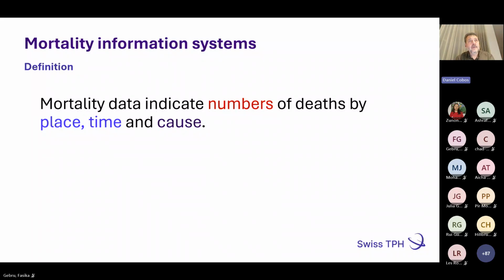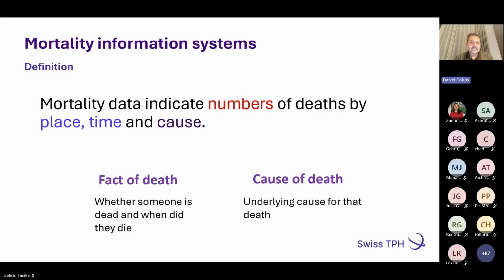Basically, what we are trying to understand with mortality data is how many people die, where and when, and what is the cause. And I find it useful to differentiate between the fact of death, that someone has died, you are alive and the next second you are dead, and then the cause of death, because they are dealt with very differently, administratively, but also in the way we calculate them.